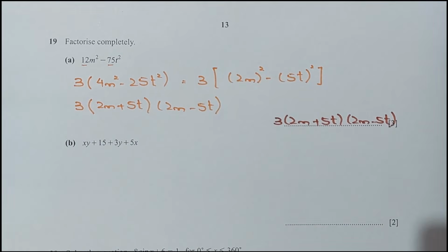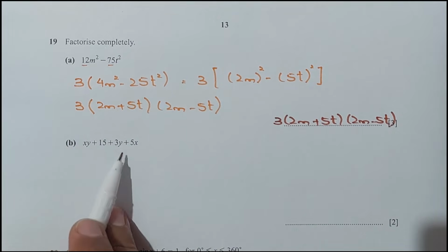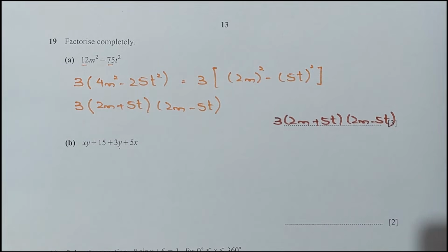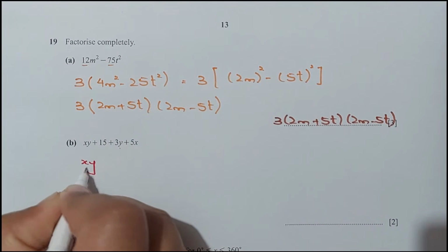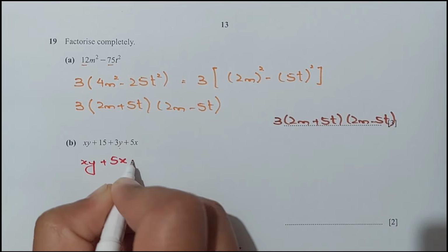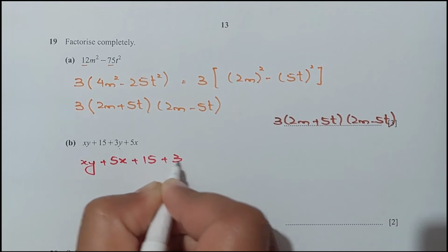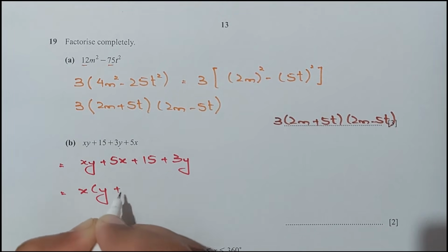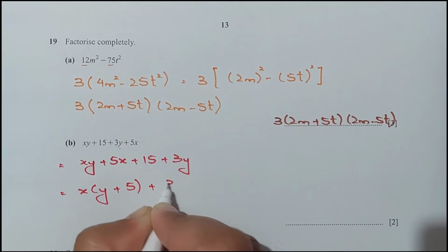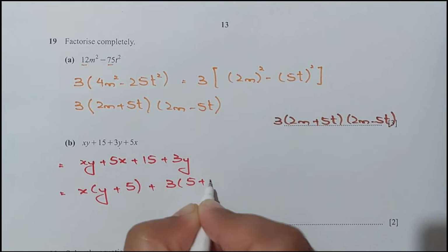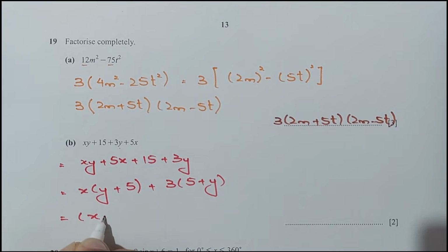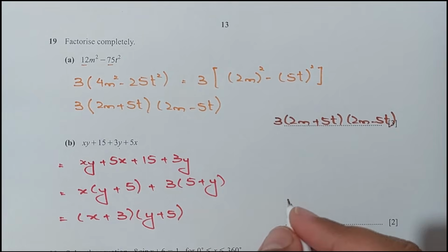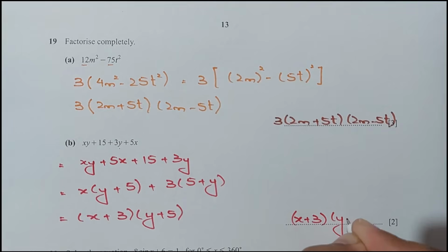All right, now for part B. Let me arrange this: xy plus 5x plus 15 plus 3y. Let me take x common from the first two terms, y plus 5 is left. 3 is common, 3 times 5 is 15 plus y is left. Factors are x plus 3 and y plus 5.